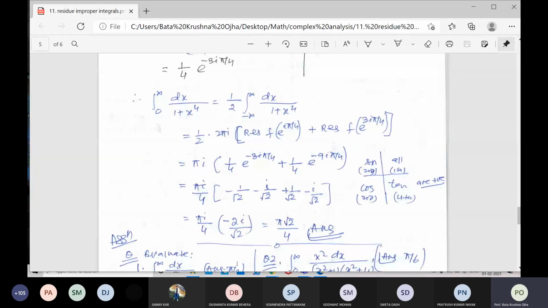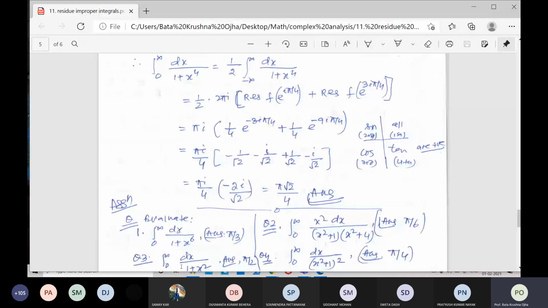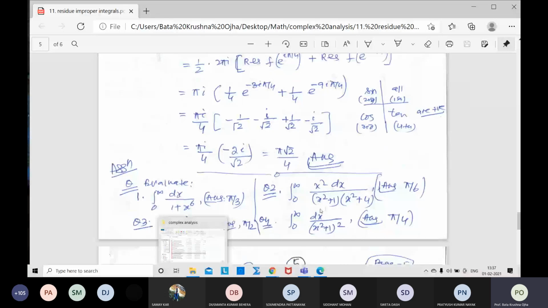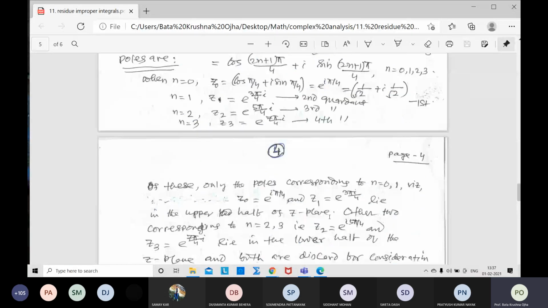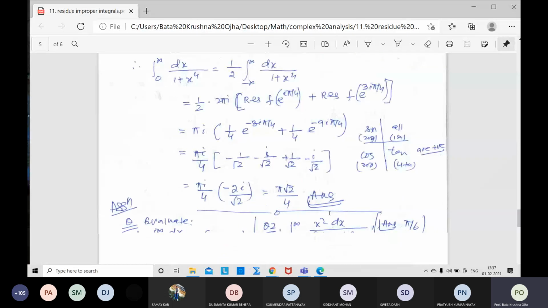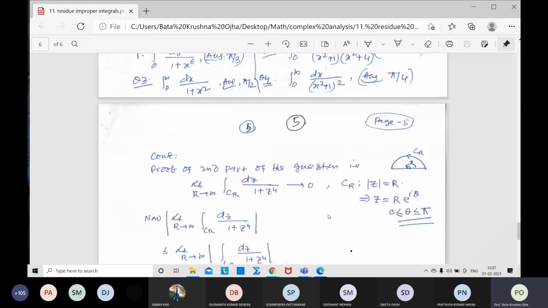So next part, I will prove that this tends to 0. I am not giving it to you here, so I will give you the second part. In the second part of the question, the limit as r tends to infinity of the integral over CR of dz by 1 plus z to the 4 tends to 0. What is CR? CR is the circle mod z is equal to R, z is equal to R e to the i theta.